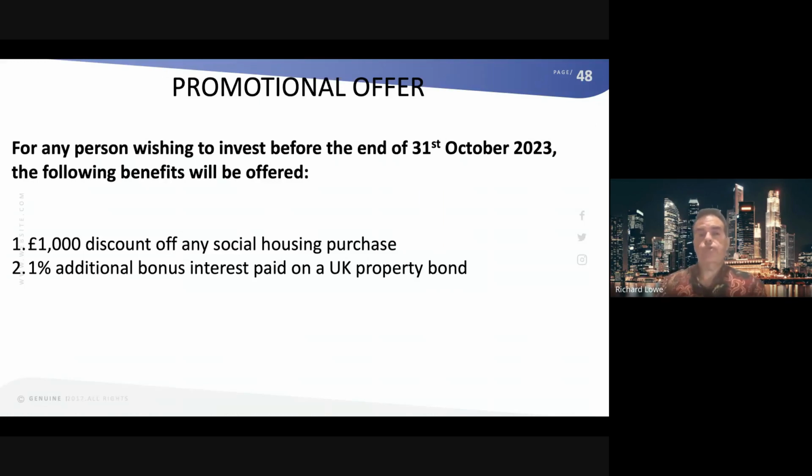So this really brings me to the final slide. Having spoken with the developer and the social housing provider, Yield Invest, and the property bond provider, they're offering an opportunity whereby if you were to invest in a social housing unit by the 31st of August, it will provide a £1,000 discount on any unit you wish to purchase. Or if you wish to go into one of the property bonds, there will be an additional 1% bonus paid for any one of the UK property bonds if you were to invest before the 31st of October.